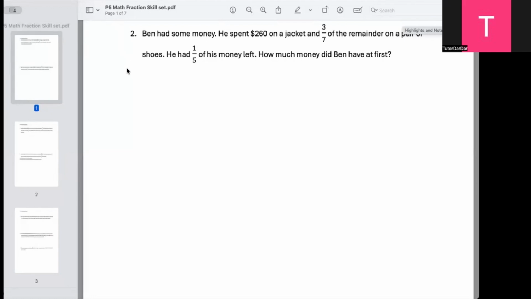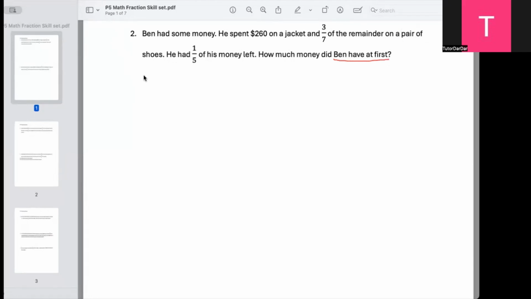Ben had some money. He spent $260 on a jacket and 3/7 of the remainder on a pair of shoes. He had 1/5 of his money left. How much money did Ben have at first?